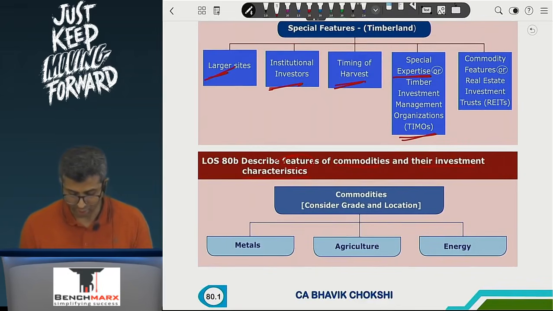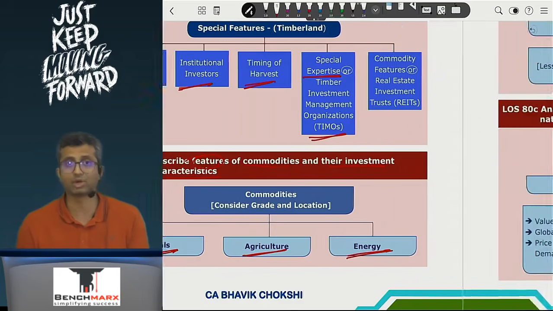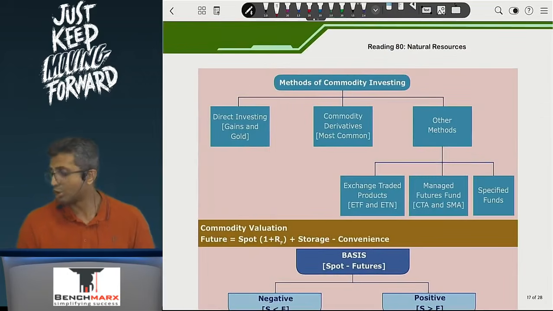Now, the commodities over here, when you go to see metals, agriculture, energy, so there are various commodity grades. You can invest in metals, you can invest in agriculture. Metals would mean steel, copper, iron, etc. Agriculture would mean maybe you are investing in, for example, wheat, jowar, bajra, or energy where you are buying power, etc. Now, methods of commodity investing: one is again direct investing.